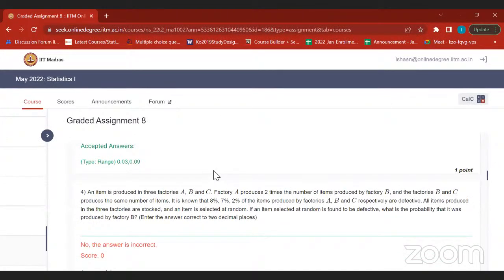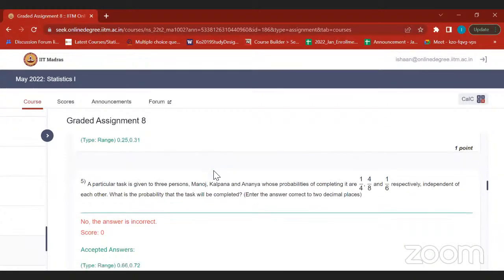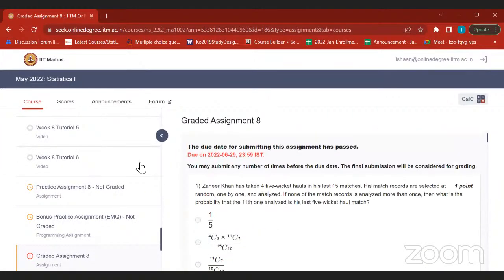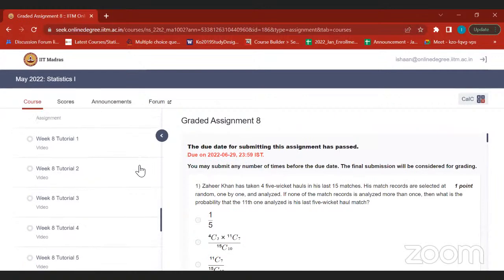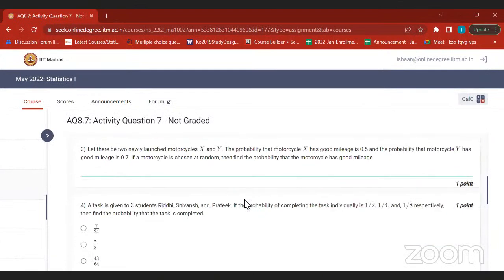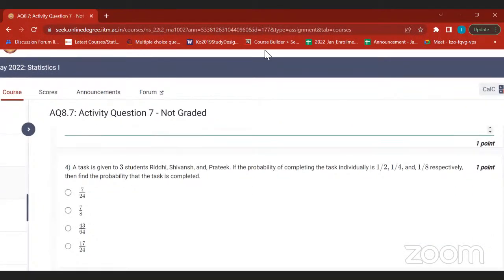Sir, in the graded assignment question 1, have you already discussed it? No, maths, Zahir Khan maths. So can you clarify the 8.7 activity question 4? Yeah. Thank you. So I had doubt in that graded assignment question number 1 too, sir. Like I didn't know how to approach it. Yeah, we will come to that.